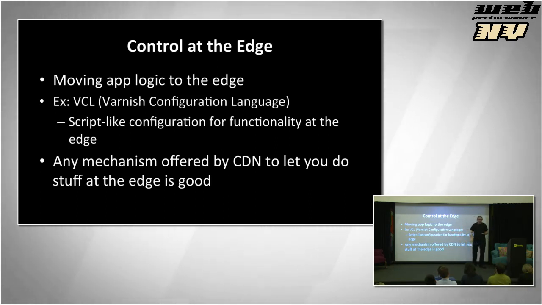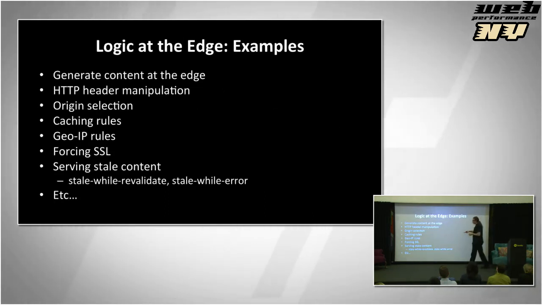Any CDN should be able to give you some mechanism to push some of the logic that you would have at origin to the edge and not necessarily have to go all the way back to origin to do some of these things. What do those things look like? Some examples: content that we can just generate directly from the edge. Manipulate HTTP headers, do geofencing, select different origins based on the requests, force a request to go SSL, serve stale content, use headers like stale-while-revalidate and stale-if-error to serve stale content and control how long we serve that stale content for.